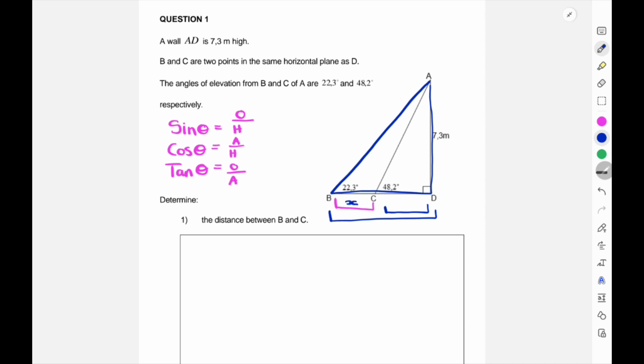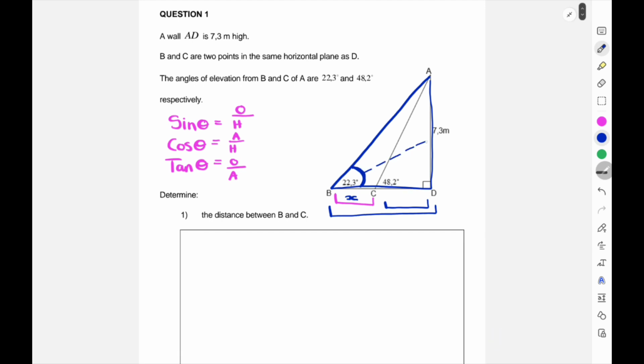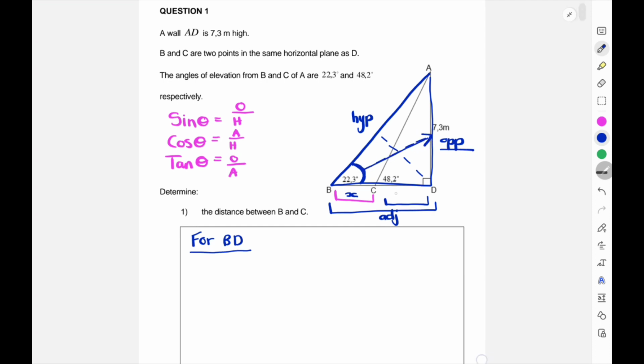Okay, all right, so let's quickly work in the big triangle. We're working from this angle. Remember, it's all about which angle you are working from. We have the opposite. Opposite to the 90 degrees is always your hypotenuse, and this BC is your adjacent. So let's work out BD. From that, we've got the opposite, and we are looking for the adjacent. So OA, can you see OA? Yep, it's tan. So tan 22.3 is equal to your opposite, which is 7.3, over your adjacent, which is BD.